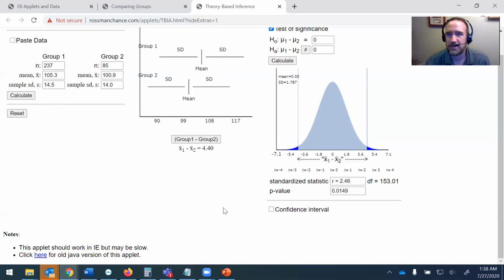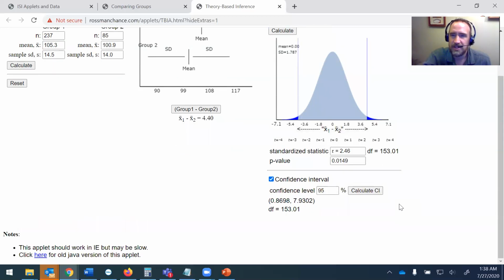The natural follow-up question is, well, how much more intelligent are they? Is this something so big we're going to notice it? Is there going to be a meaningful difference? Or is it going to be such a small difference we may never notice it? The confidence interval can help us understand that. So we're going to check confidence interval. And here it is. I've got a 95% confidence that the parameter falls between these two numbers.